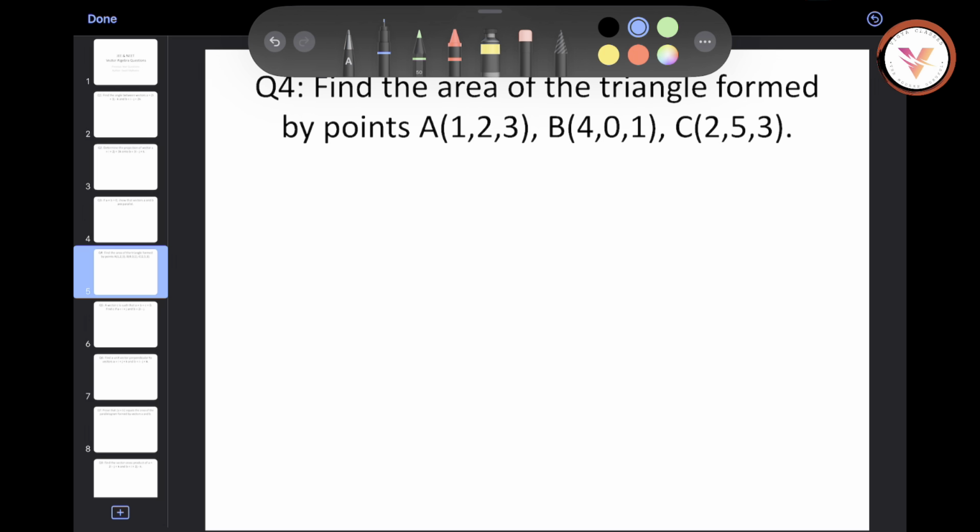Okay, the next question is: find the area of a triangle formed by these points. So you have points A, B and C. A is 1, 2, 3. B is 4, 0, 1. And C is 2, 5, 3. So from here you have to calculate the AB vector first, and then you have to calculate the AC vector next. So AB can be found as B minus A. And B minus A is what?